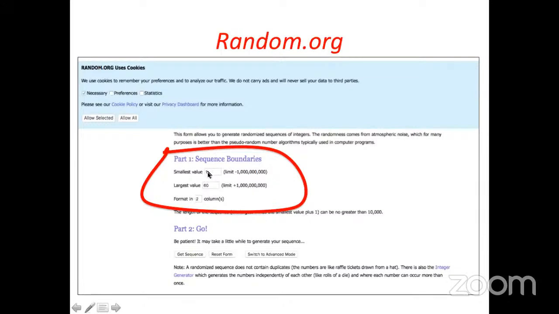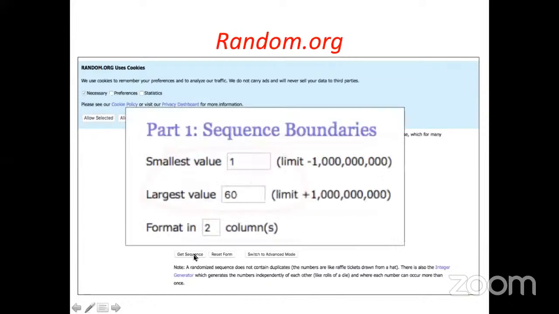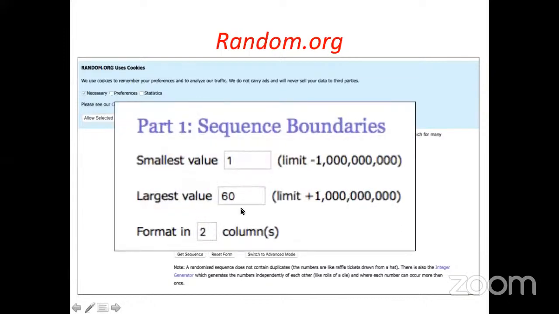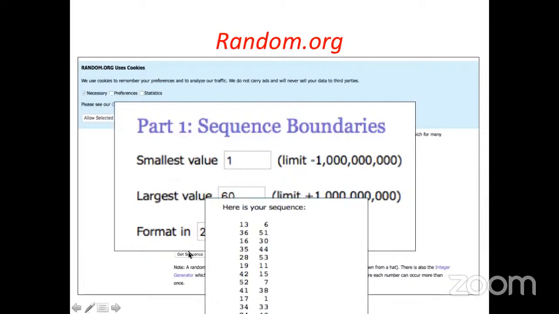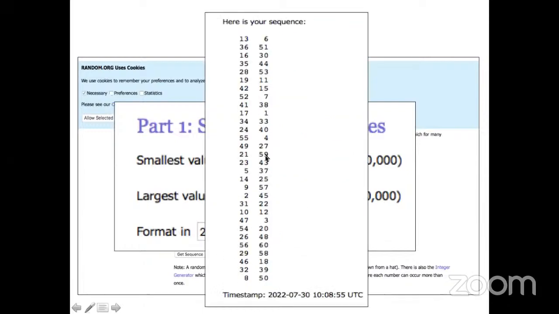Here it will ask you to mention the lowest value and the largest value and how many columns you want. Suppose you are having 2 groups in your study, let's say A and B, you can format in 2 columns. Suppose you have 3 groups, you can mention 3 columns. Then click on get sequence. You enter these values, format in 2 columns, and click on get sequence. Then this is the sequence you get. This will be group A and this will be group B.